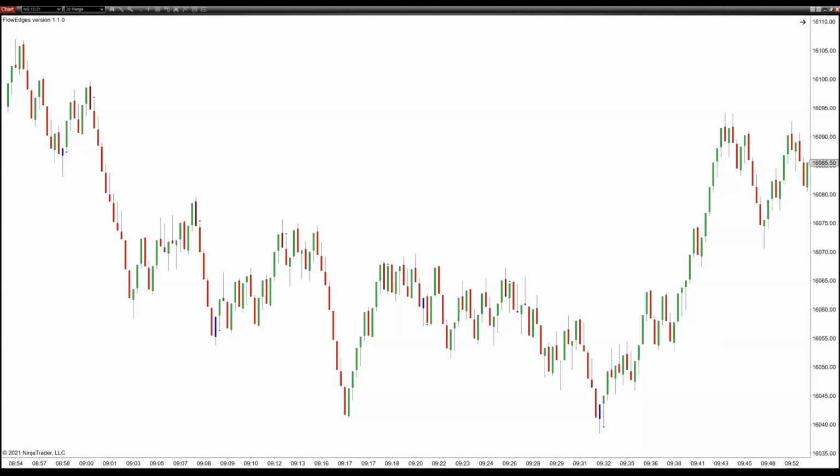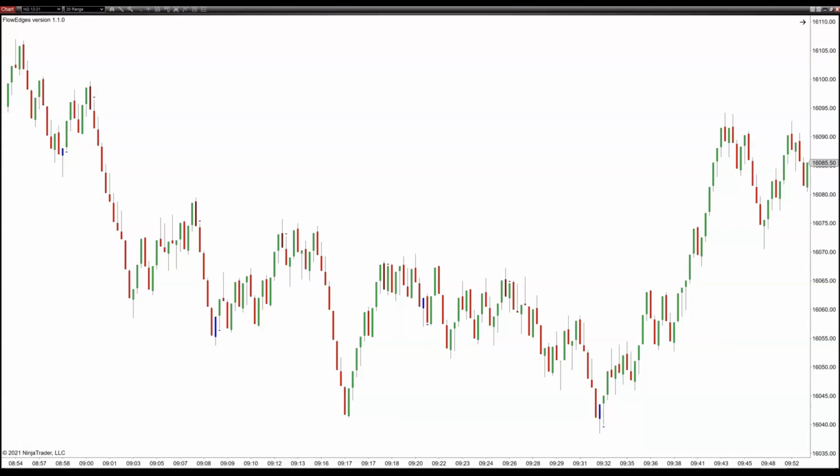Darren asks, is it created by imbalance levels? No, it's not created by imbalances. I love seeing imbalances in the markets, and I use imbalances in my trading, but these are not based off of imbalances in the market in the sense of the footprint chart.